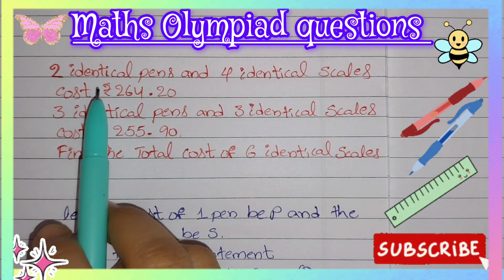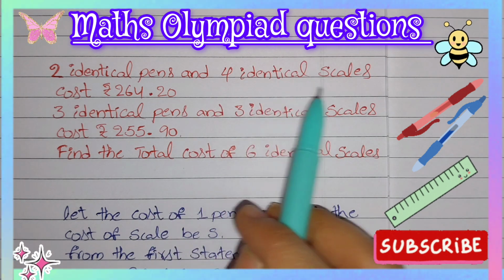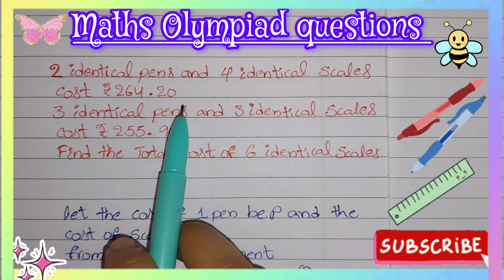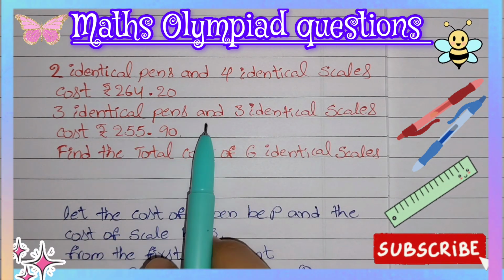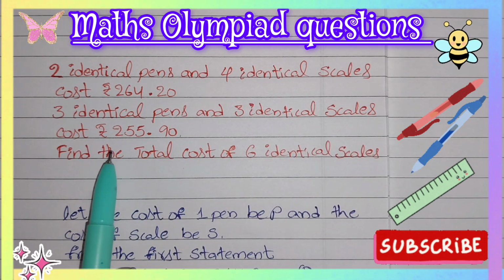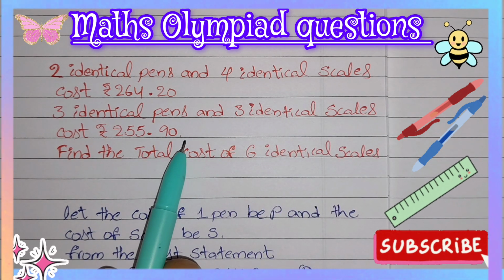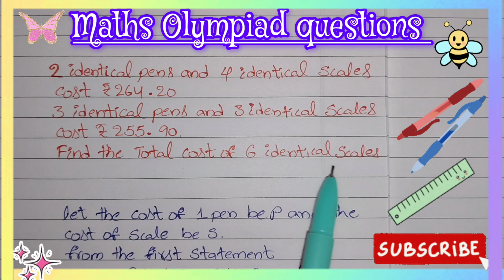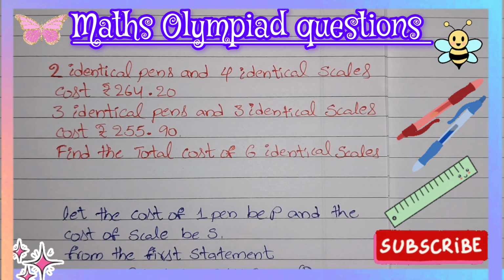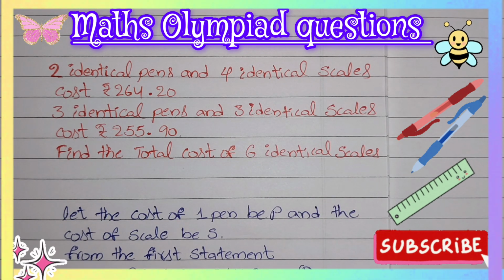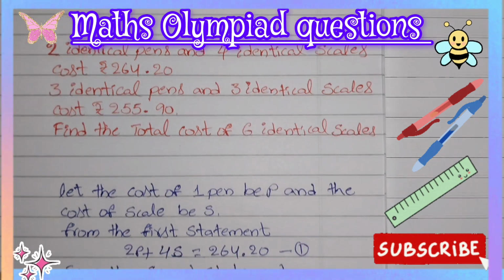The second question is, 2 identical pens and 4 identical scales cost 264 rupees 20 paise. 3 identical pens and 3 identical scales cost 255 rupees 90 paise. Find the total cost of 6 identical scales. So we have to find the total cost of 6 identical scales.